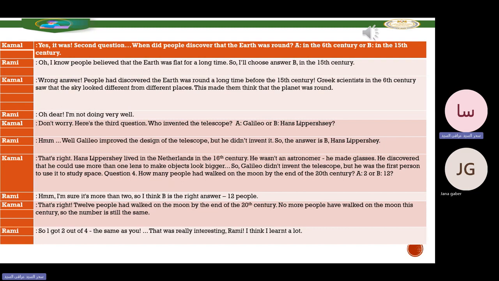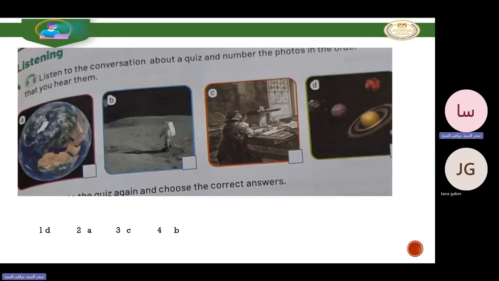Okay, Students' Book. After listening to it, we should match the pictures in front of us according to the order of the listening. What was the first one they talked about? Picture D, stars and the planets. What is the second? Number A, the telescope. Number 3, with C. Number 4, with B. Okay.